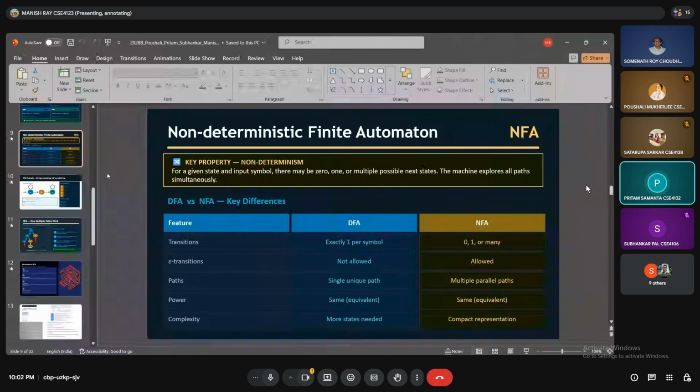Power: deterministic finite automata and non-deterministic finite automata are equivalent in power. Complexity: in deterministic finite automata, more states are needed. In non-deterministic finite automata, the representation is compact. Here is an example of non-deterministic finite automata.